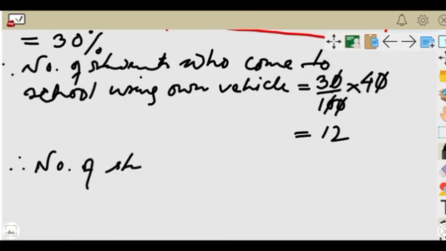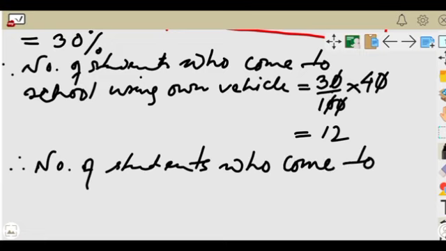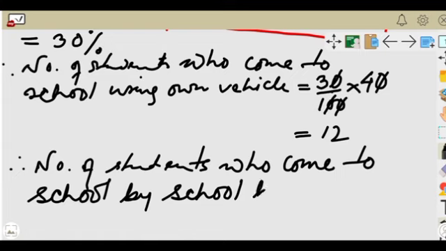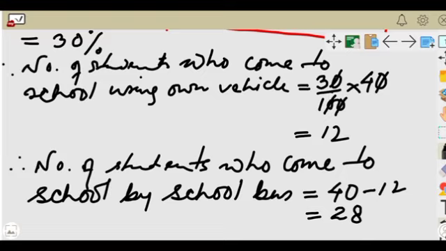Number of students who come to school by school bus equal to, out of 40, now let me remove the number of students who go to school using their own vehicle. What is that? That is 12. So 28 students come to school by school bus.